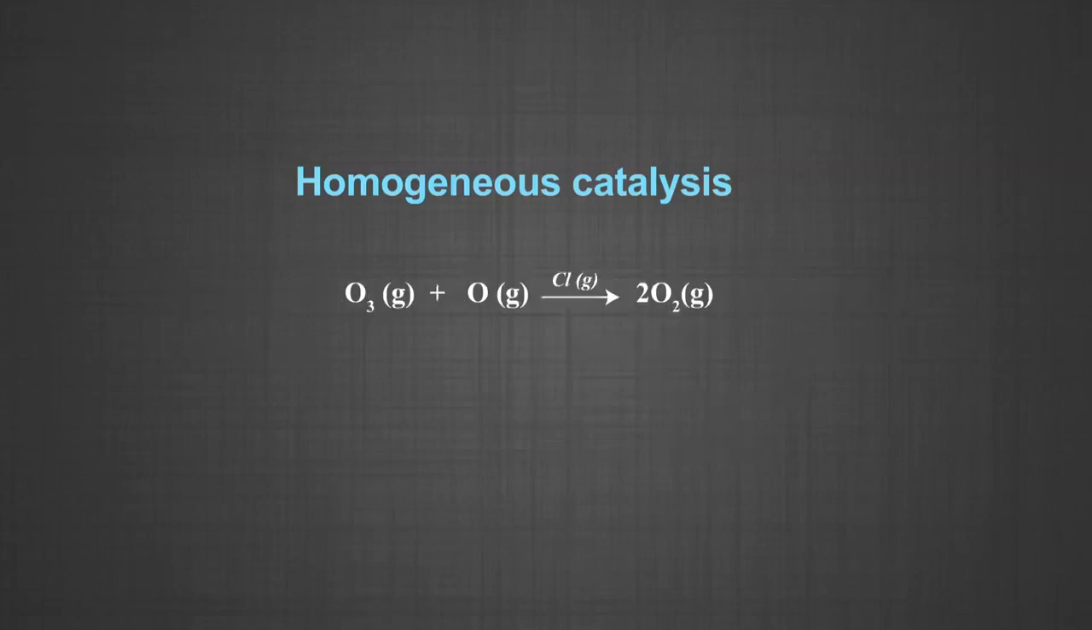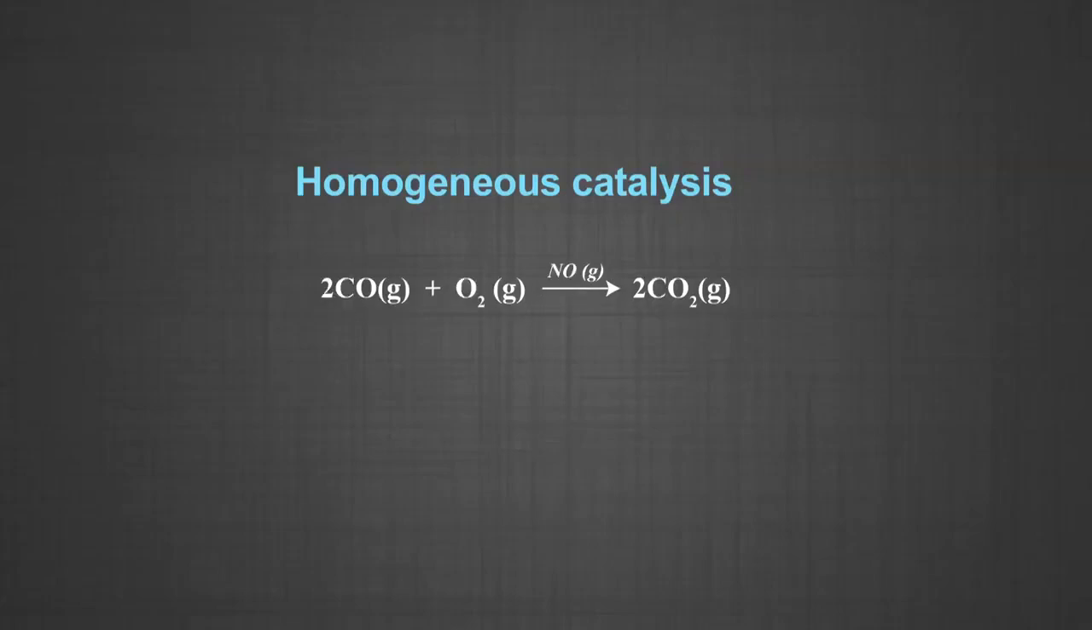Number 4, the equation shows the decomposition of ozone using atomic chlorine as catalyst. Ozone and chlorine are in the same phase, that is gaseous phase. Number 5, oxidation of carbon monoxide to carbon dioxide using nitric oxide as a catalyst. The equation shows that carbon monoxide reacts with dioxygen to give carbon dioxide. As is evident from the equation, both the reactants and the catalyst are in the same gaseous phase.